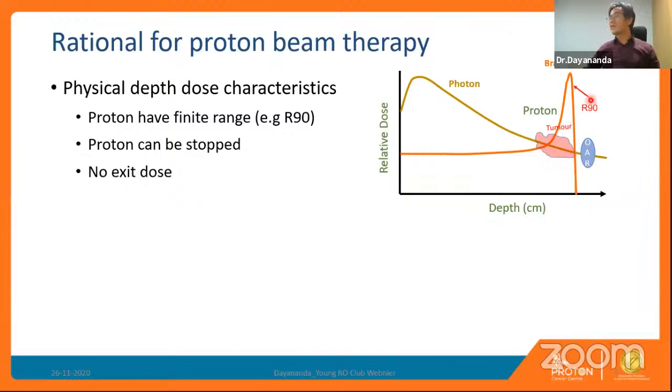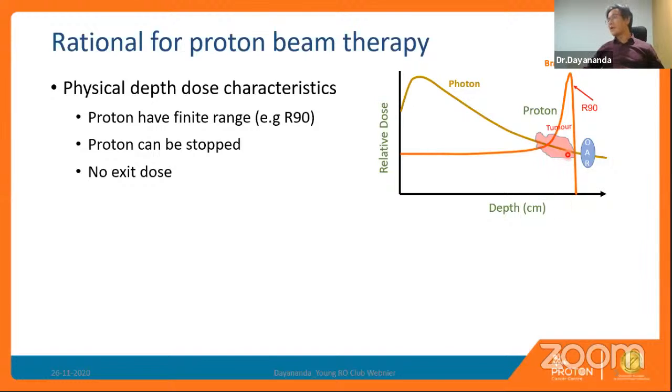So as you can see over here, this Bragg peak has got a range, and beyond that range there is no dose. This range, which corresponds to 90% of the dose at the distal end of the Bragg peak, is defined as the range, and this is unique for a particular proton energy. For example, the range of a 230 MeV proton is 32 gram per centimeter square, whereas the range of a 70 MeV proton is just 4.5 gram per centimeter square.